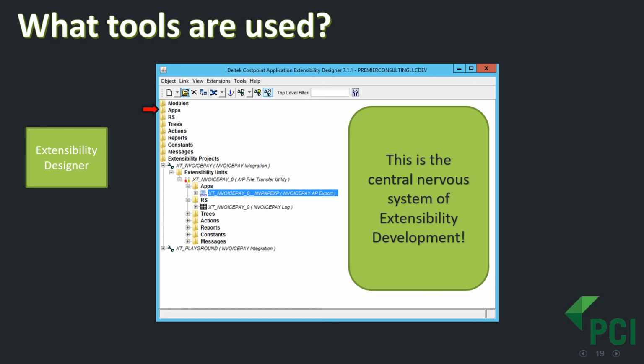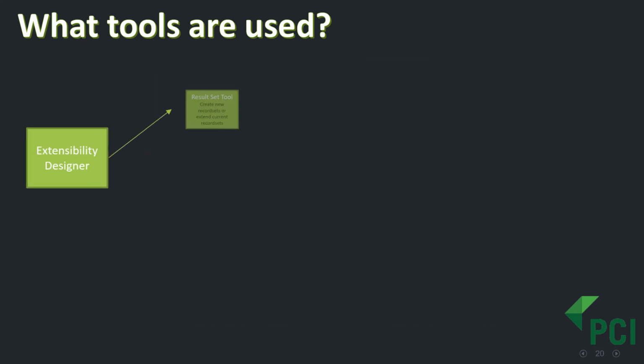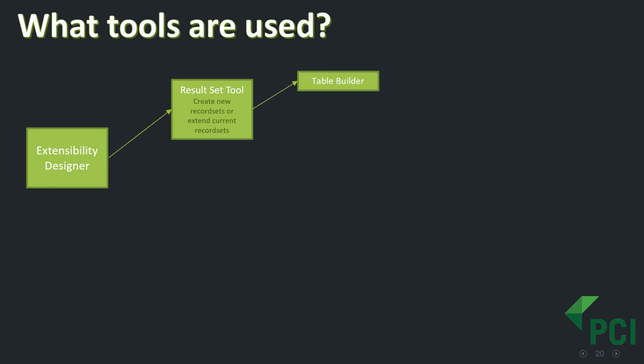You can create applications, record sets, trees, actions, reports, and messages. The main tool of the Extensibility Designer is your Result Set tool. This is used to create new record sets or extend current record sets. In the Result Set tool, you also have a table builder, and this does exactly what it says. It's used to build tables.